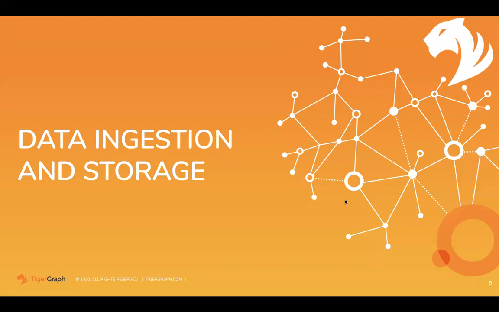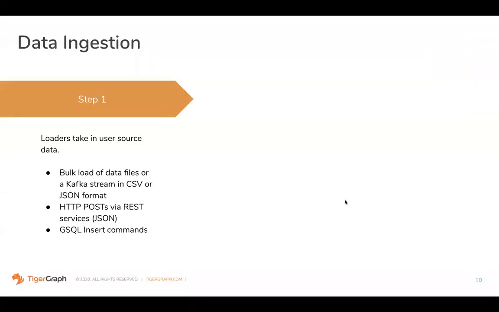And the reason for that is we wanted to provide flexibility so that the users are the best judge of what suits them in each case. So let's quickly go over what the ingestion process looks like. As I mentioned, there are different ways to bring in the data. The first key way is you can bulk load the data through files, a bunch of files, through one of our loaders, or you can bring in a Kafka stream. The formats supported for this are CSV or JSON.